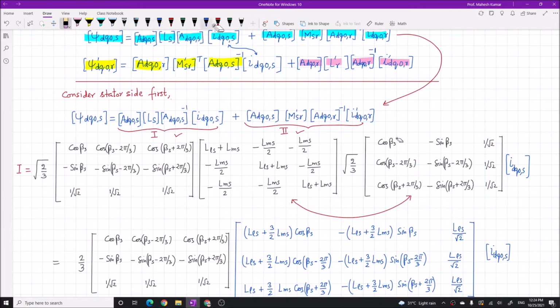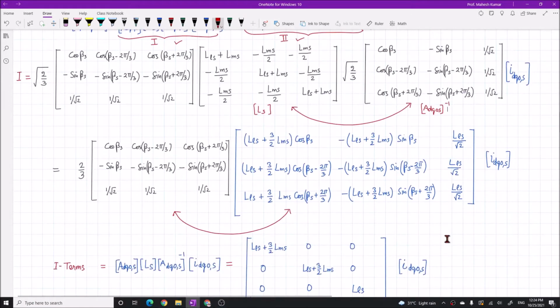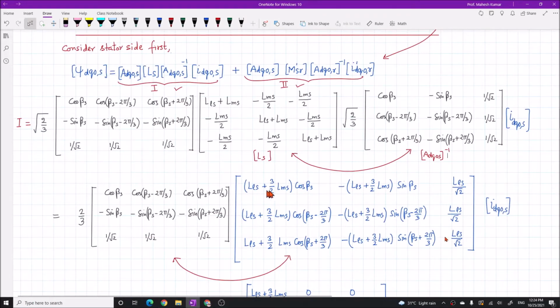So first we will multiply. In the first term, we multiply the LS and this, or we can multiply this and this, whatever you prefer. So if we multiply LS and this S matrix, it is this multiplication. This is LS matrix, this is ADQ0 inverse, and this is S. If you multiply this term and simplify it, each term one by one, it will take time. Do it by yourself and compare with the final result that we are getting here.